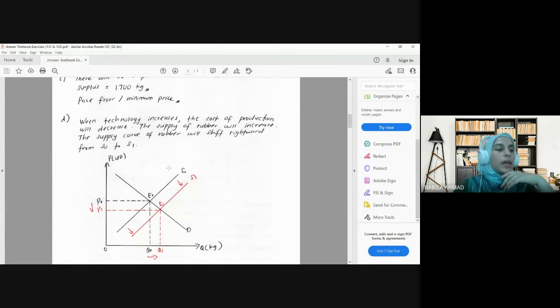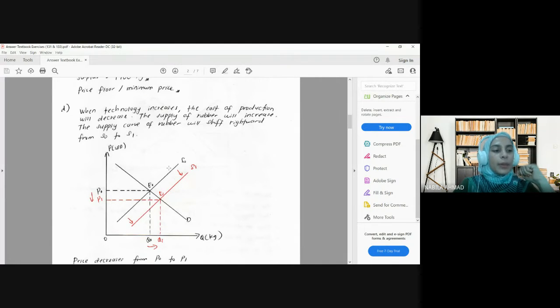Right. Soalan D, in a separate diagram, show and explain the effects of an increase in technology on the production of rubber. Sketch in a separate diagram, bukan atas graph paper, lukis hanya di atas kertas biasa. And then explain the effect. When technology increases, technology adalah determinant of supply. So the cost of production will decrease. Bila cost of production decrease, the supply of rubber will increase. So the supply curve of rubber will shift to the right from S0 to S1.